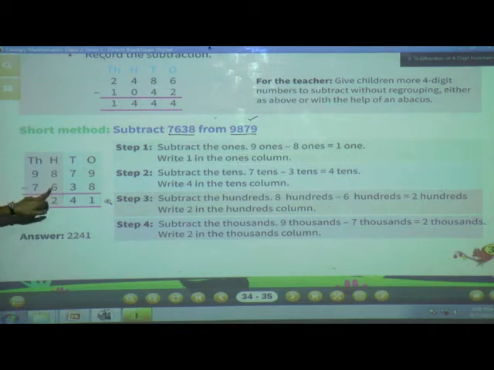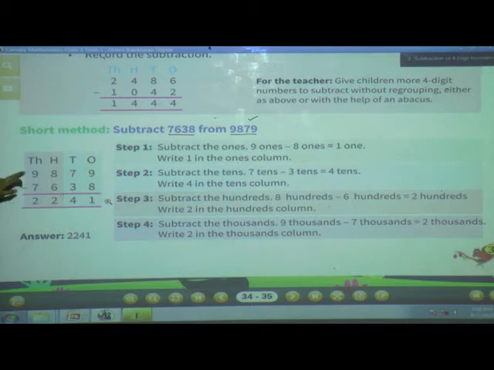Now after 6 you have to count your fingers till 8. So after 6, 7, 8. How many hundreds will remain? 8 minus 6 is equal to 2. So we will write 2 in the hundreds column. Now what is the next step? The next step is we will move to the thousands place.